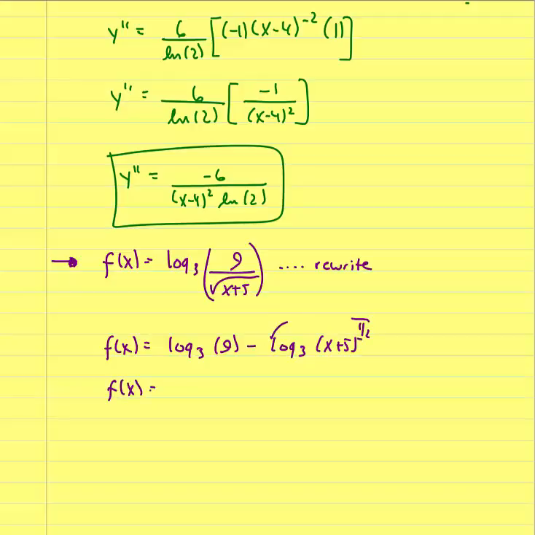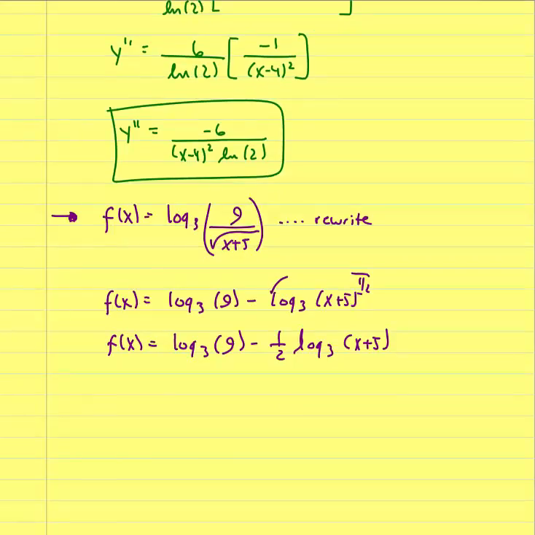So I have f of x equals log base 3 of 9 minus 1/2 log base 3 of x plus 5. Now I still haven't taken a derivative. So far the only thing that I'm doing is rewriting. Last step, 3 to what power is 9? That's the question that's being asked here. So I could rewrite this as 2. 3 squared equals 9, so this is 2 minus 1/2 log base 3 of x plus 5.